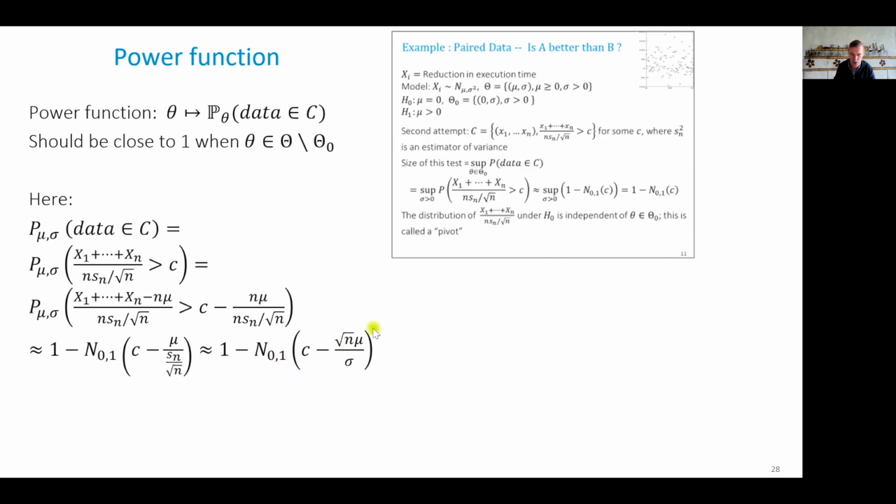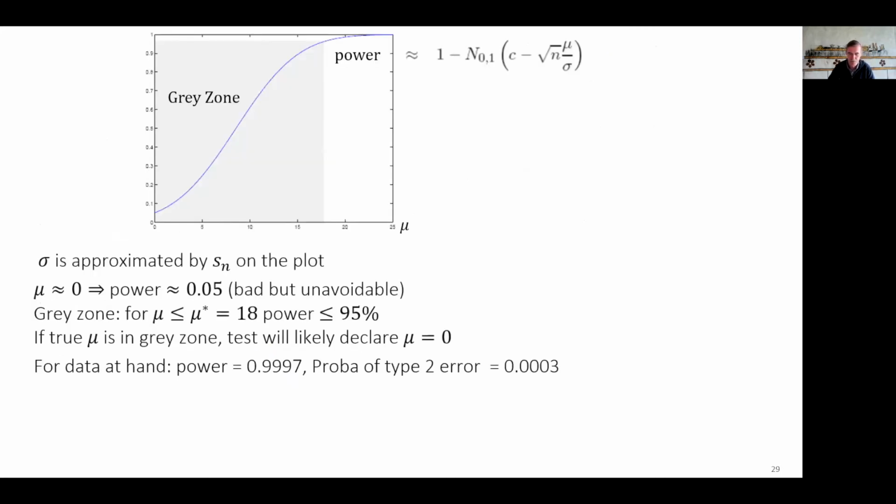Remember, the parameter theta here is mu and sigma. We want to test whether mu is 0 or not, and sigma is a nuisance parameter here. What I did, I plotted here as a function of mu the value of this power function. For sigma, I approximated by Sn, which is the standard thing we do when n is large. So I pretended sigma is exactly equal to Sn, and I obtained the following plot here. As a function of mu, I have the power function.